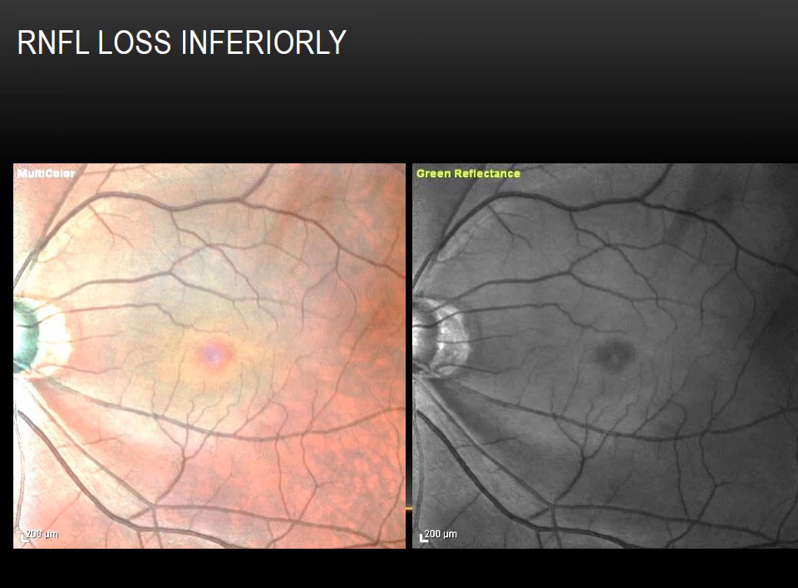Here are some typical examples of nerve fiber layer losses seen in patients with early glaucoma. Here is an example of the same eye shown in multicolor with an inferotemporal nerve fiber layer loss. And on the green reflectance, because the imaging allows us to not only get multicolor, but also the separate components of the imaging, so one can see with green reflectance, blue reflectance, and infrared. So in the green reflectance, one can confirm very easily the nerve fiber layer defect inferotemporally.